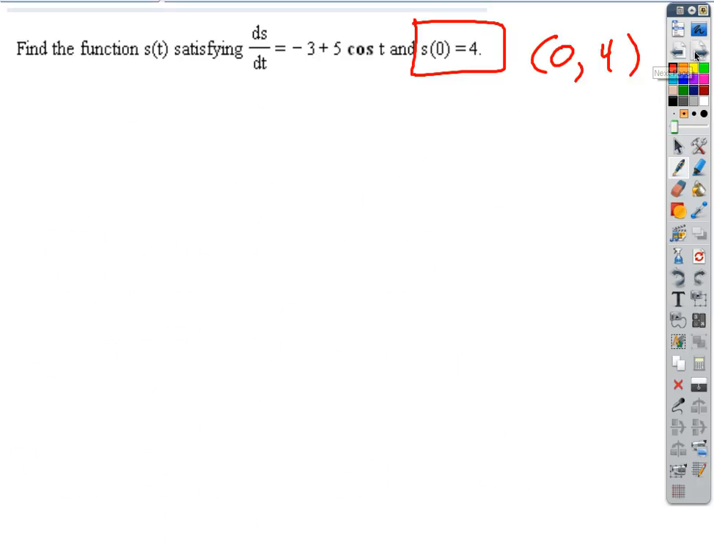Okay, so now what about this one? If we want to solve for s of t, well, s of t is going to be the antiderivative of this function, right? We've got to anti-differentiate both sides to undo the derivative.